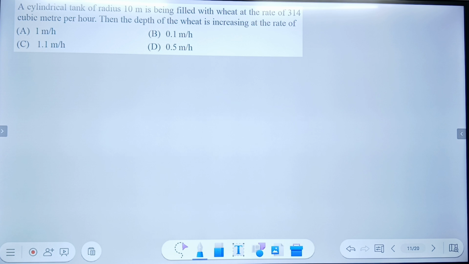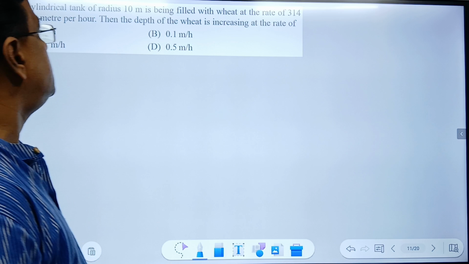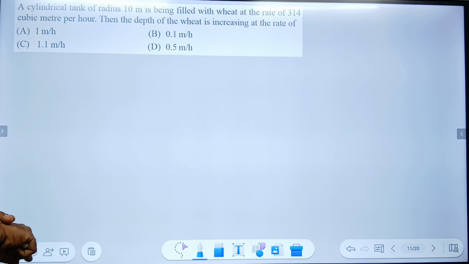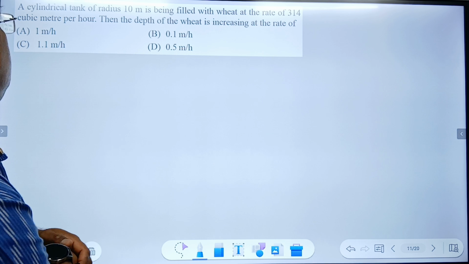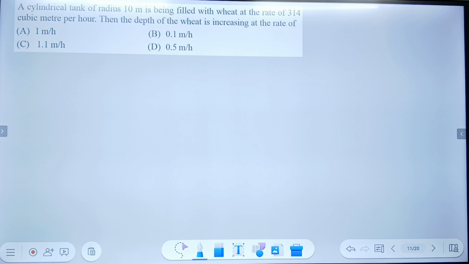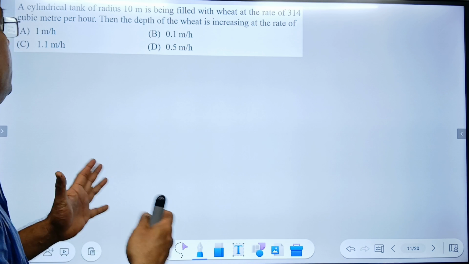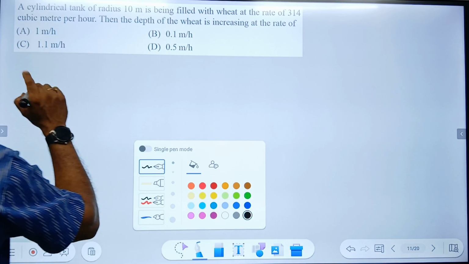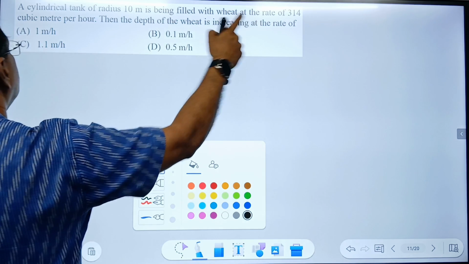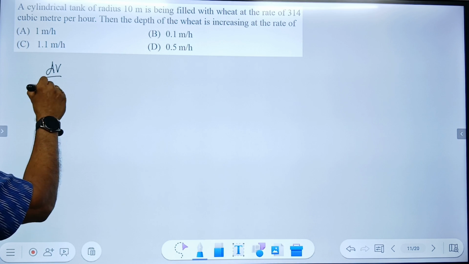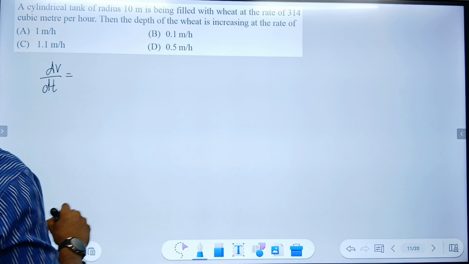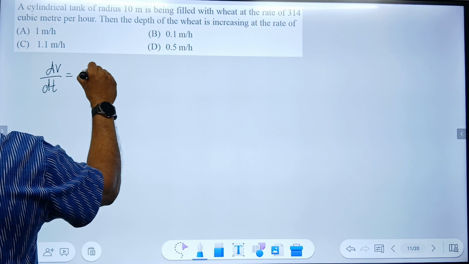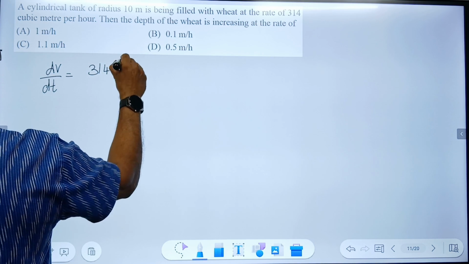Okay, now let's go to the next question. A cylindrical tank of radius 10 meters is being filled with wheat at the rate of 314 meter cube per hour. Find the rate at which the depth of the wheat is increasing, I have to find that, okay? A cylindrical tank is being filled with wheat. So dV by dt is 314 meter cube per hour.